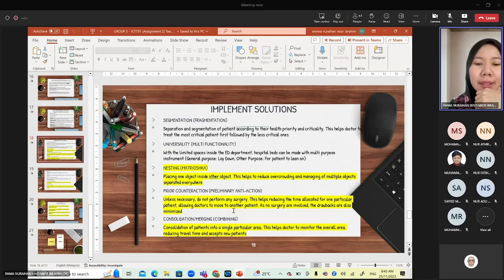What do you mean by unless necessary, do not perform any surgery? Allocated time, patient, because how you want to reduce queue time and all that is quite vague also for this solution. Merging, consolidation of patients into a single particular area. This helps doctors. Are you saying that categorizing by severity? Use the word severity.